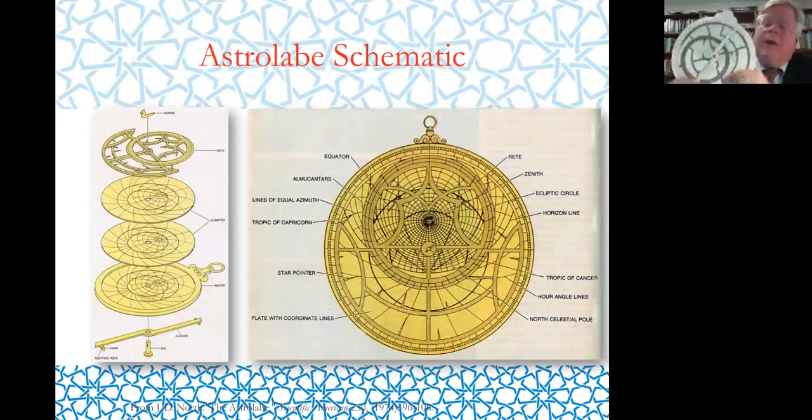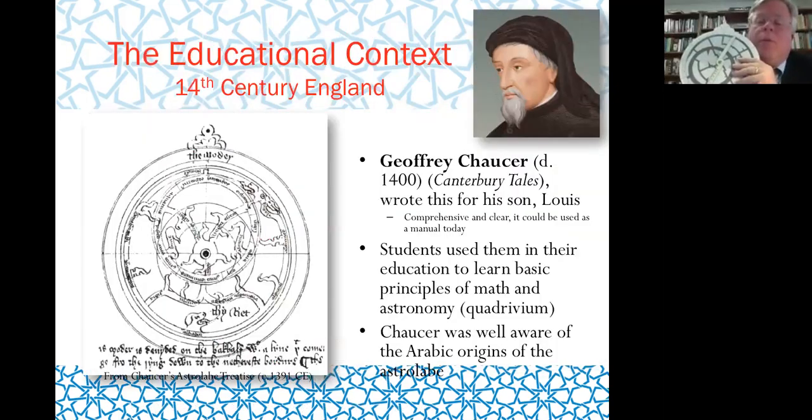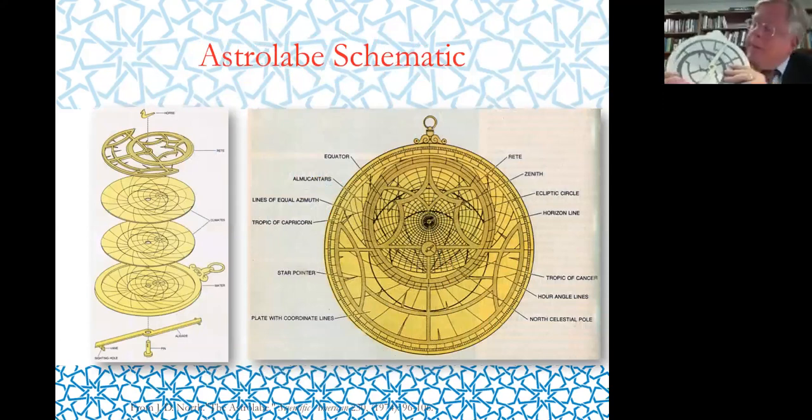So the astrolabe, as a model of the heavens, has several parts I want to talk about in brief. I don't know how well you can see this.